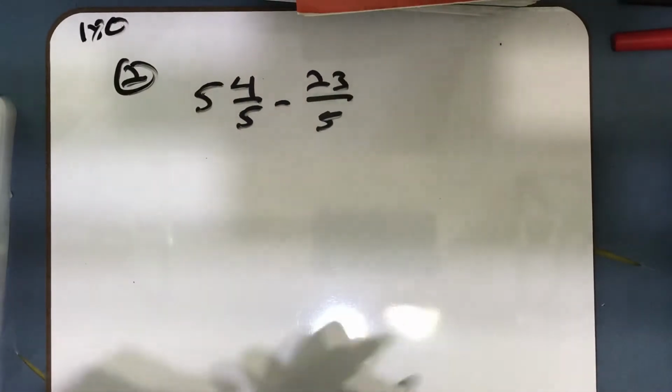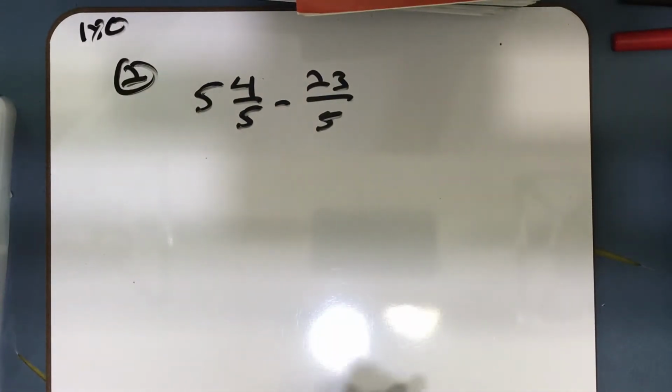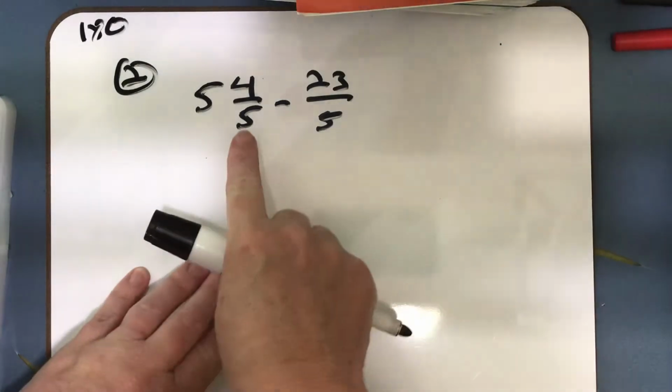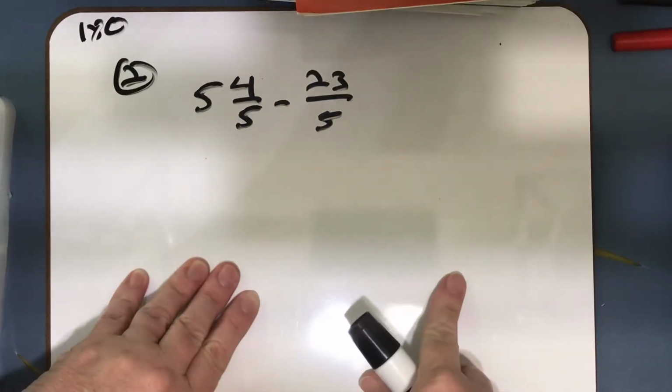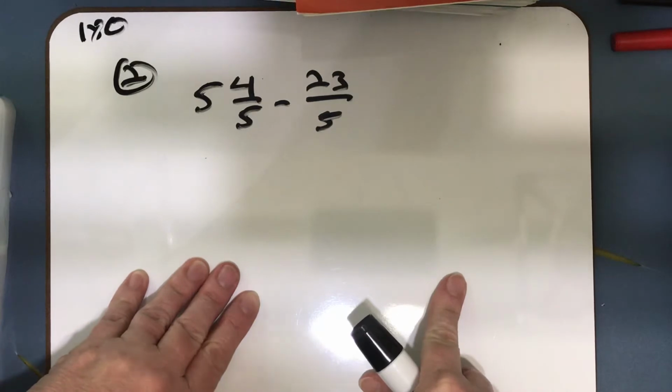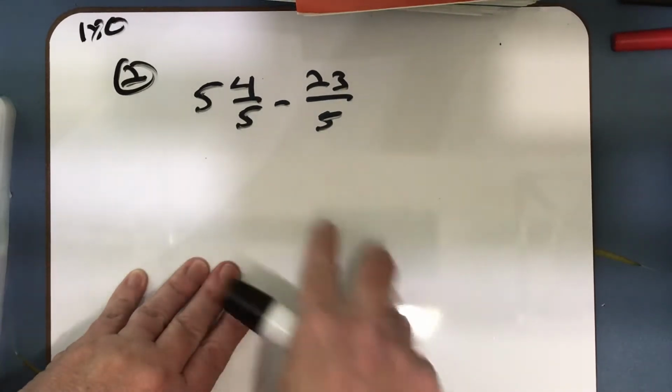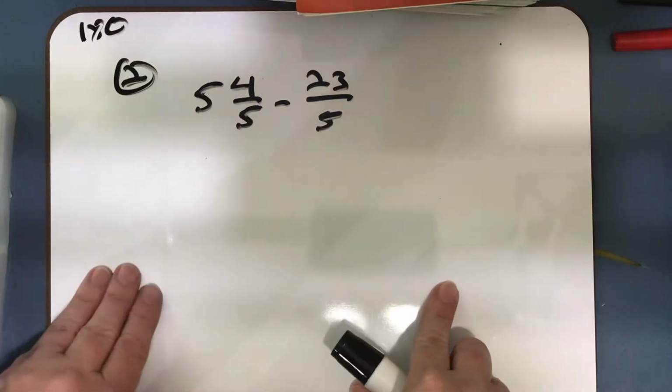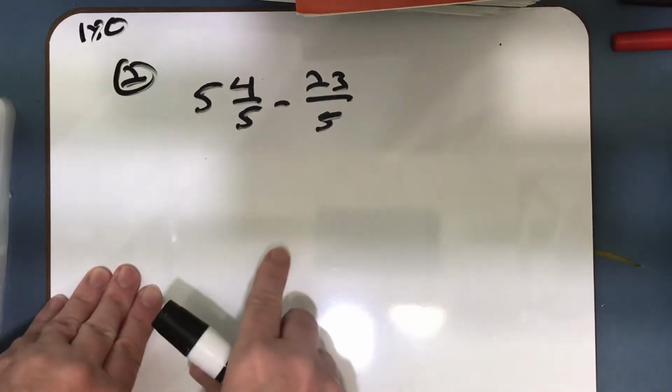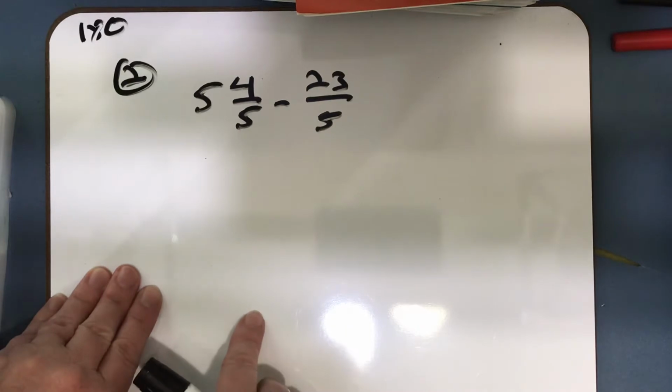Okay, so I know I have to subtract 5 4/5 minus 23/5. Well, I have a mixed number and I have an improper fraction. I can solve this 2 different ways. I can either make both of them mixed numbers or both of them improper fractions. I'm going to solve it both ways for you. First, I'm going to make both of them improper fractions.